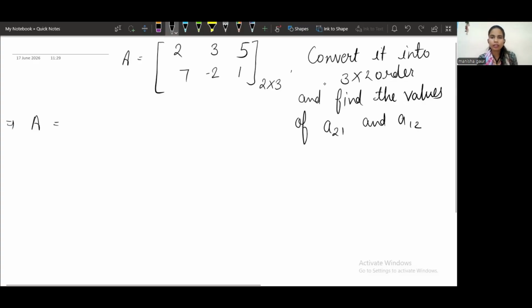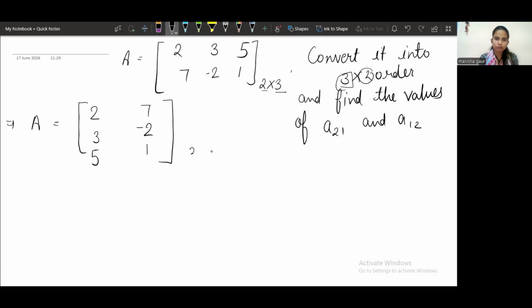Here there are 2 rows, 3 columns. We will convert in 3 rows and 2 columns. So then how will we write it? We will convert rows into columns. 2, 3, 5, 7, minus 2, 1. Now the order would be 3 cross 2. To change the order, we will convert the rows into columns and columns into rows. That's it. Okay. Now about the element a21, that means second row and first column.